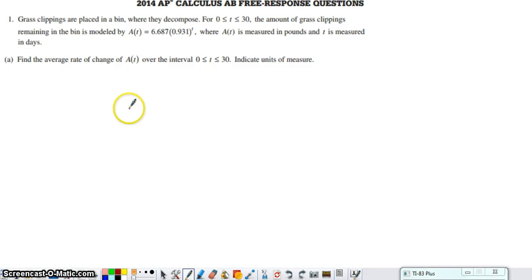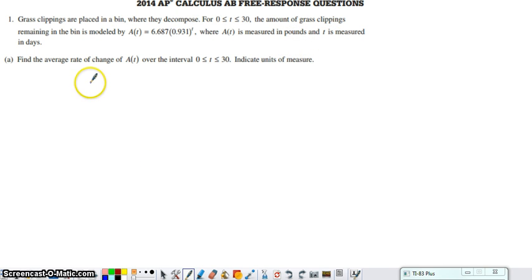So this is number 1, part A from the 2014 AB as well as the BC exam. And this is a calculator question, and they present a situation where grass clippings are placed in a bin and they're decomposing. And then from 0 to 30, the amount of grass clippings in the bin is modeled by this function. A of t is measured in pounds, and then t is being measured in days.